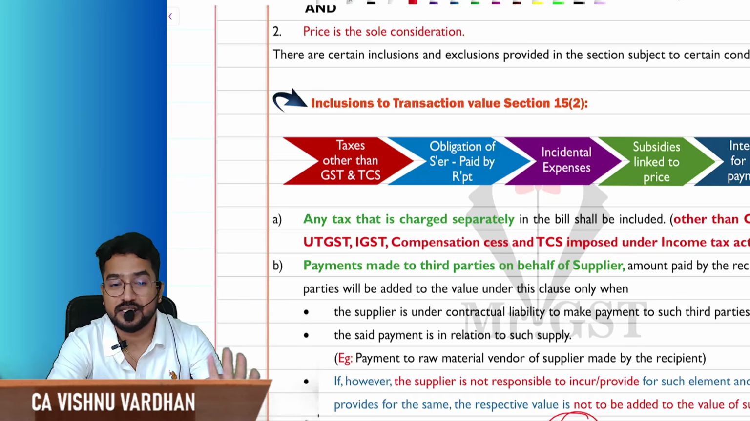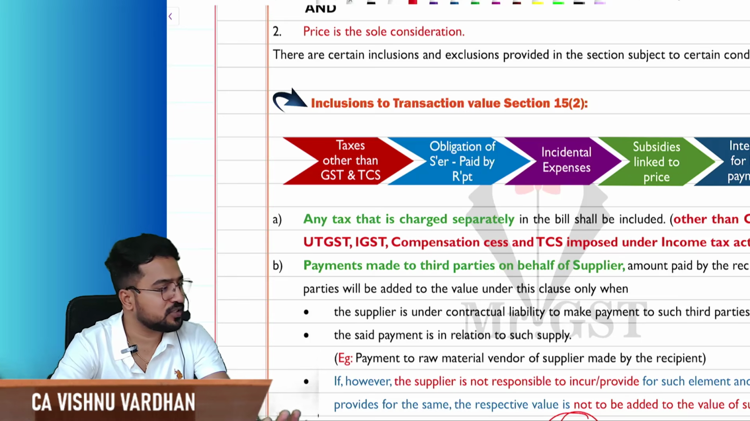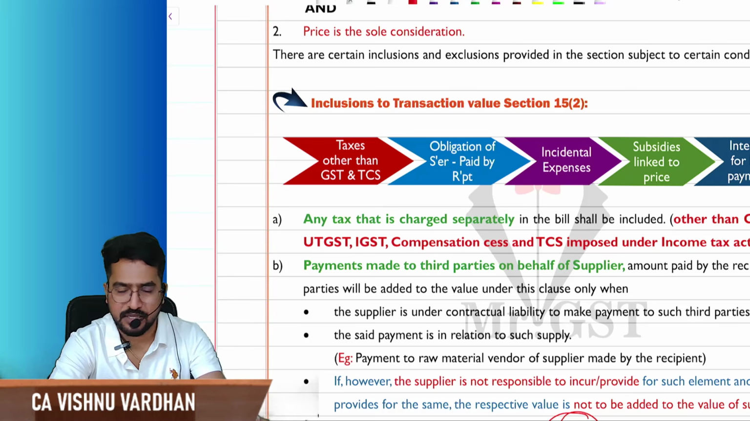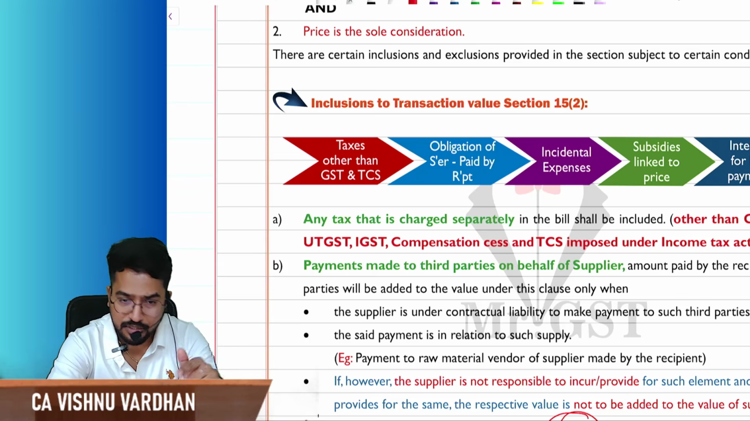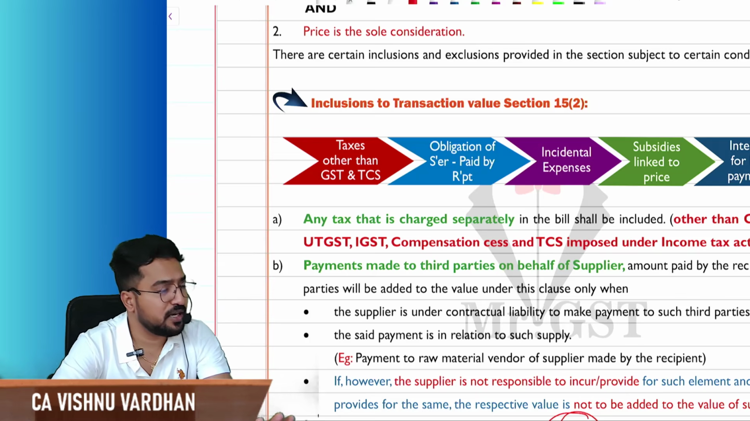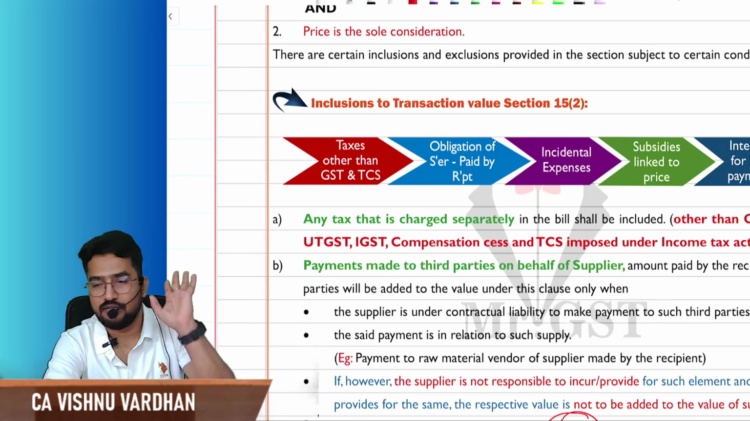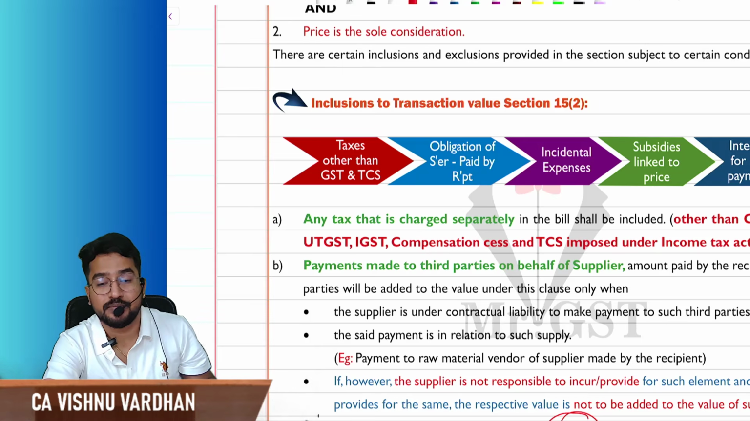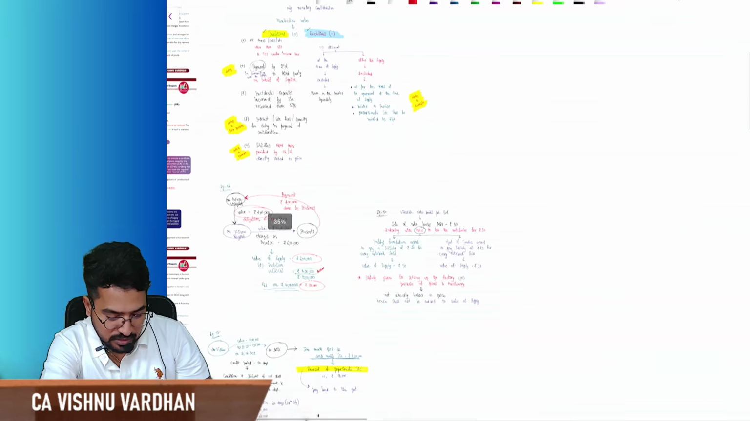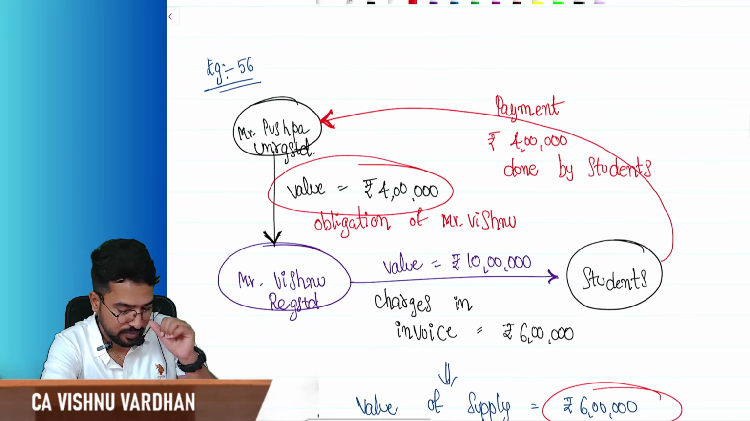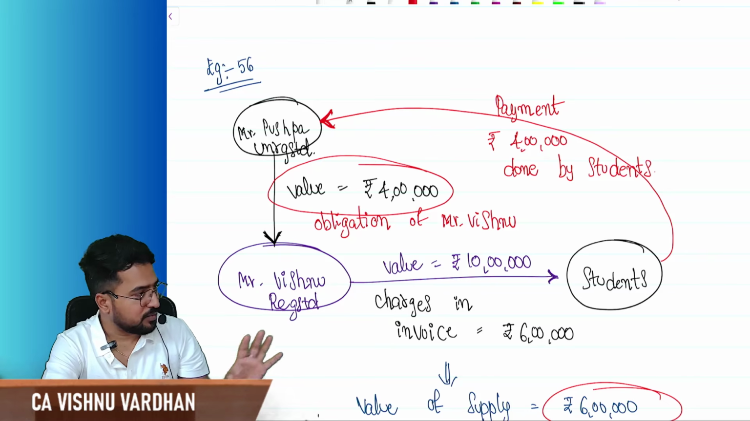Okay, we are studying just law. So what does the law say? If you discharge the obligation of the supplier, you are the recipient, but the obligation of the supplier you discharge, that also will be added to the value of supply. The value of supply in the given example is how much? 10 lakh rupees. Correct? So the same example that we have discussed.